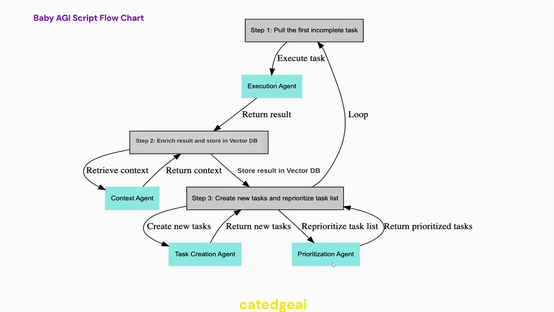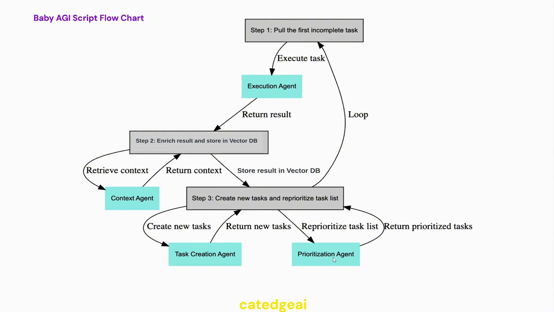Once it is done, this function takes 4 parameters: the objective, the result of the previous task, the task description, and the current task list. It sends the prompt to OpenAI, which returns the list of the new tasks as a string. Okay, then it will go to the prioritization agent.